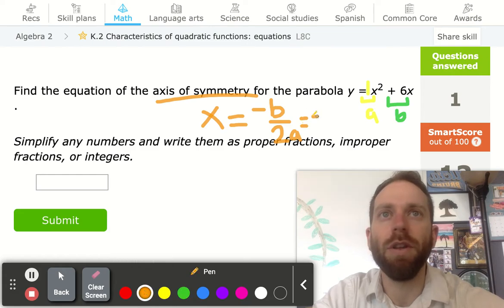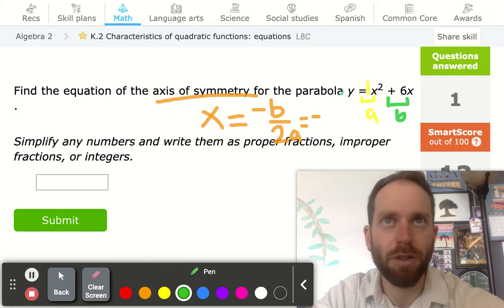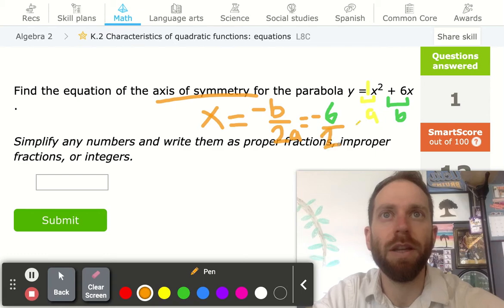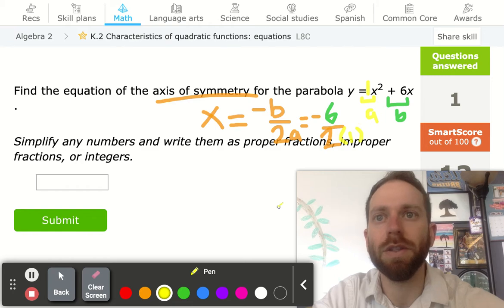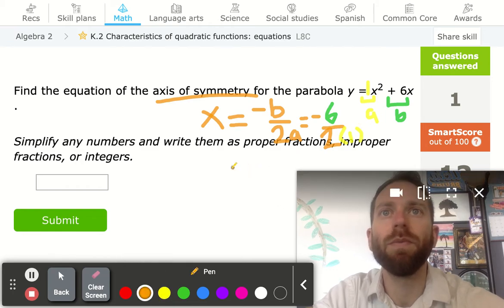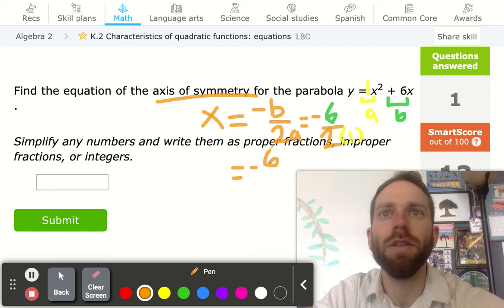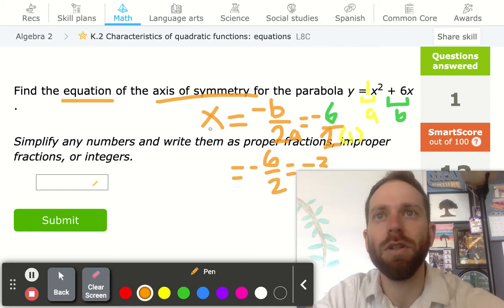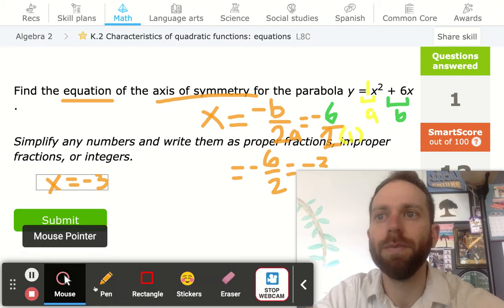So it would be -6, right, b, over 2a, or divided by 2 times a, but a is just 1. So what's -6 divided by 2 times 1? Or -6 divided by 2? That's the same as -3. So your answer is -3. Don't forget they want you to write an equation for the axis of symmetry. The equation of the axis of symmetry is x equals -3. So if you just write 3, or just write -3, it's not going to accept it.